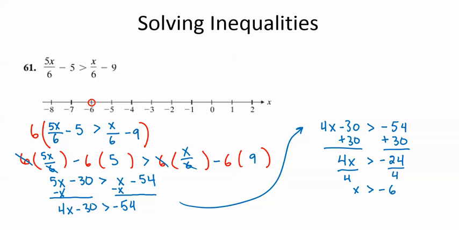So on my graph, which has already shown up there, I don't include negative 6 in the solution. There's no line underneath the greater than symbol, and so we start with an open circle at x equal to negative 6. We shade in the direction of the inequality, which will be to the right, and that is a graphical representation of the solution set, all the possible values of x that can be substituted in the original inequality to end up with a true statement, right?